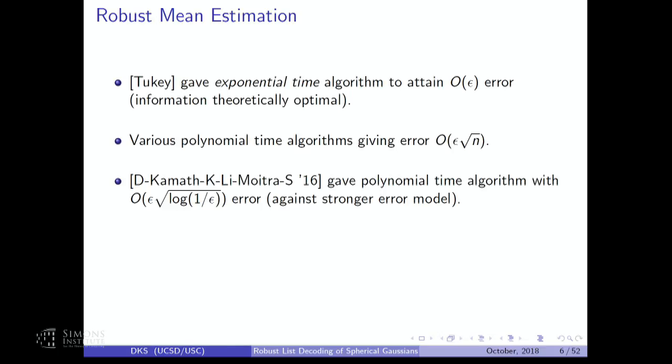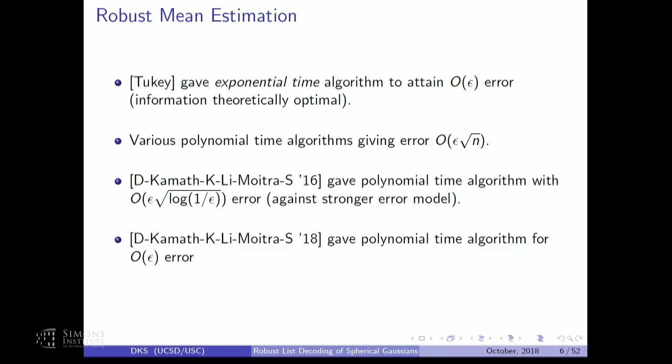This was fixed only a couple of years ago, where a big paper, including these people, gave a polynomial time algorithm that actually got down to O of epsilon square root log 1 over epsilon error. And this works against a slightly stronger error model, but it's almost the best possible error, and it works in polynomial time, which is good. And so this version of the problem is nearly resolved, especially because a more recent paper by, I think, exactly the same authors gave a polynomial time algorithm that in this particular error model gets the error down to O of epsilon.